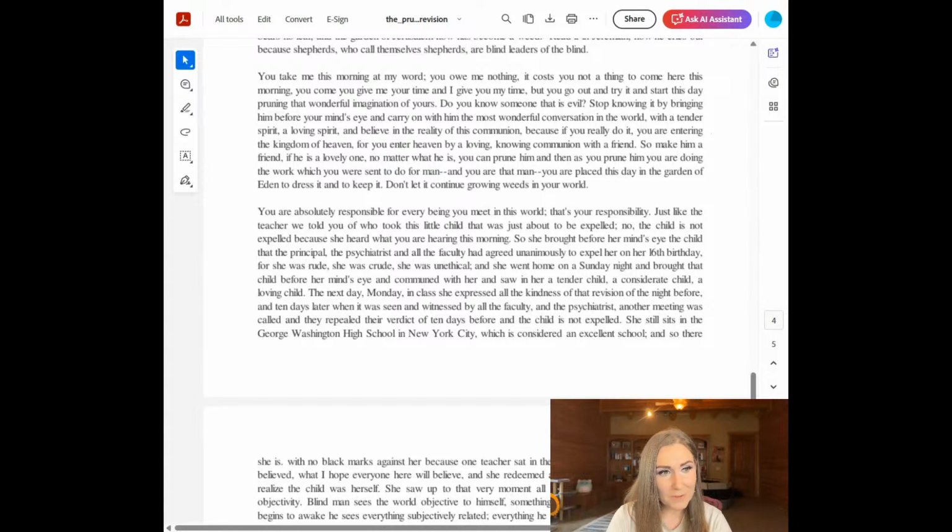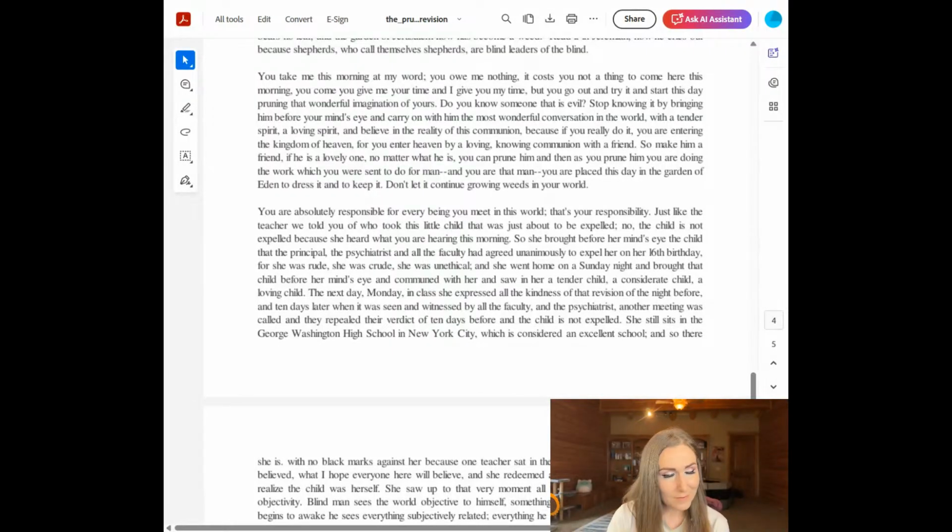For you enter heaven by a loving, knowing communion with a friend. So make him a friend if he is a lovely one, no matter what he is. You can prune him, and then as you prune him, you are doing the work which you were sent to do for man, and you are that man. You are placed this day in the Garden of Eden to dress it and to keep it. Don't let it continue growing weeds in your world.